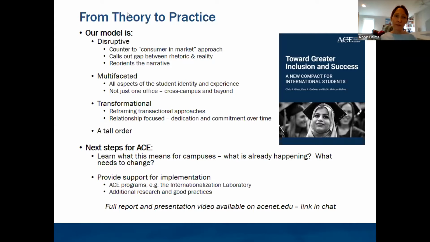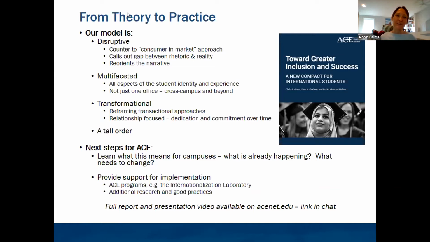And it's transformational, so we're reframing these transactional approaches. Students pay tuition, and then they graduate, and we send them on their way. To really much more of a relationship focus, requiring dedication and commitment over time. And we recognize it's a pretty tall order for campuses. This report is 80 pages. There's a lot to take in and digest.